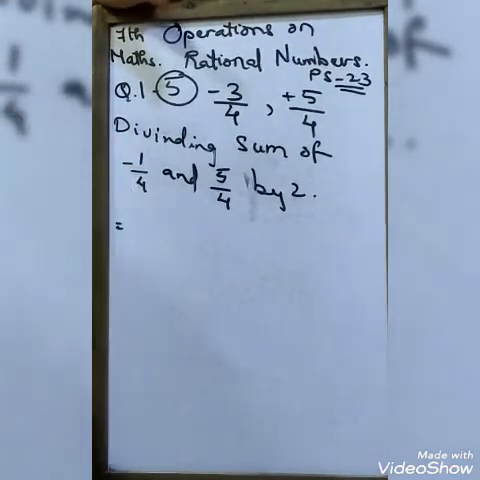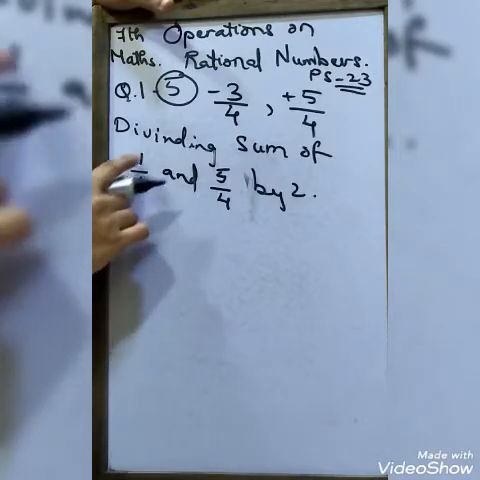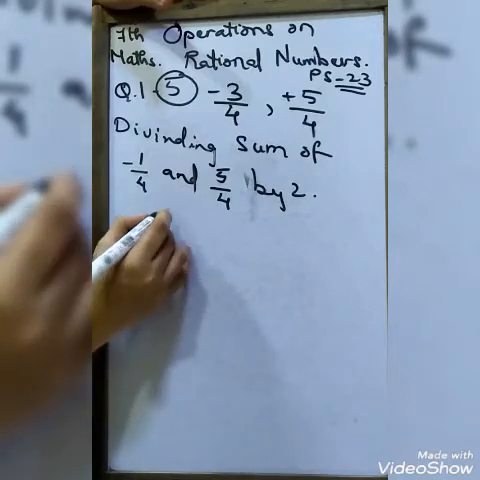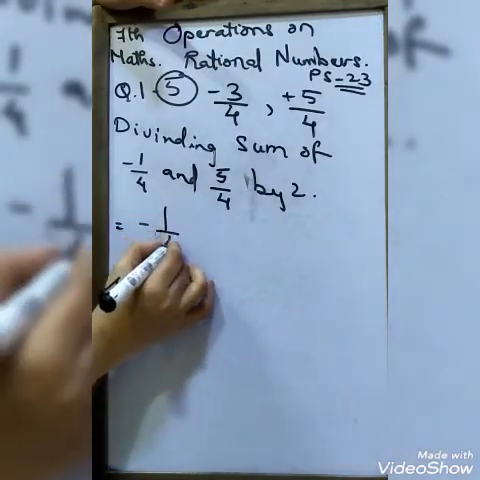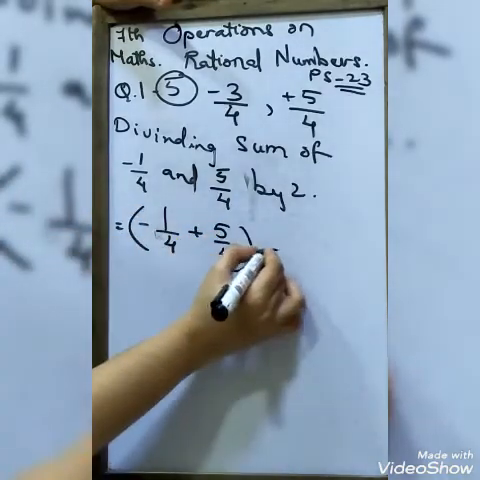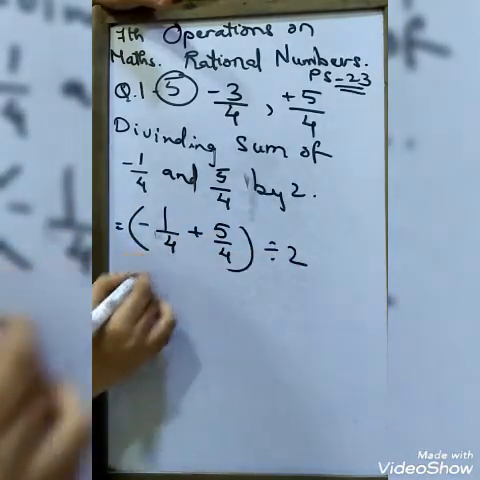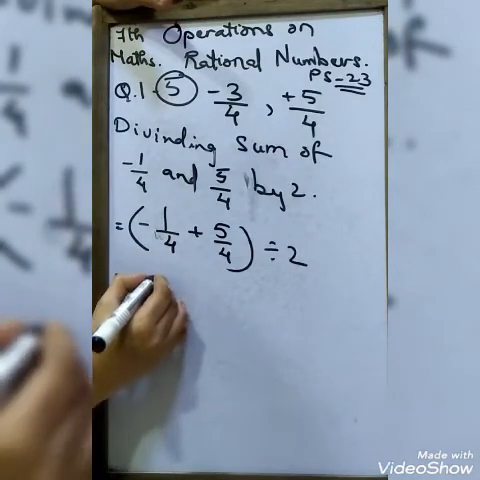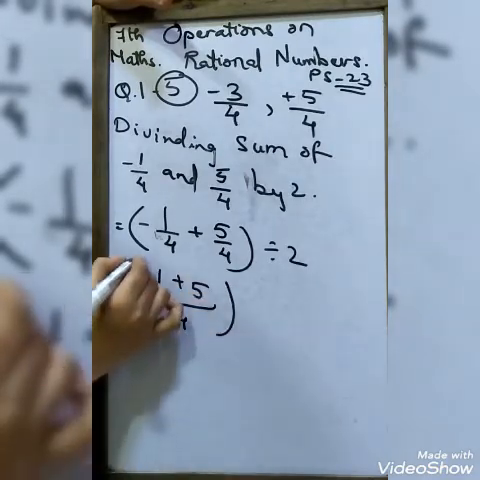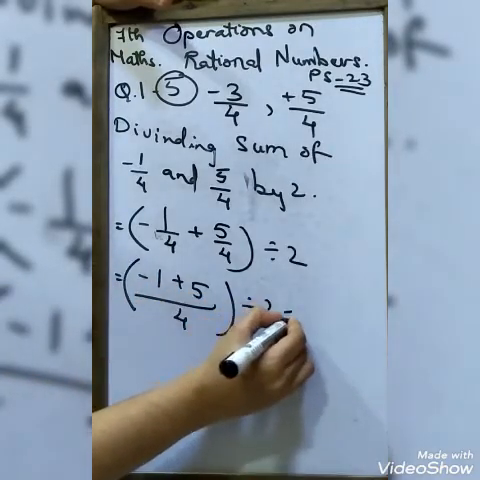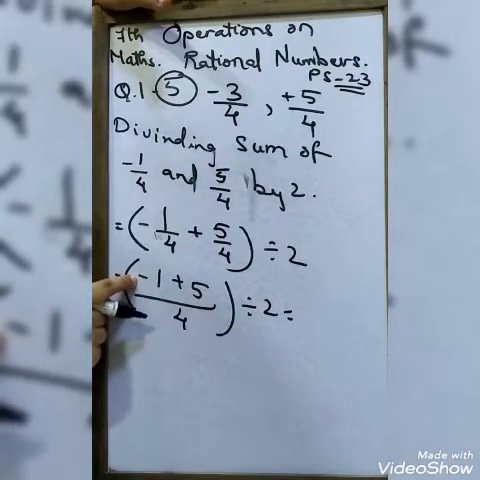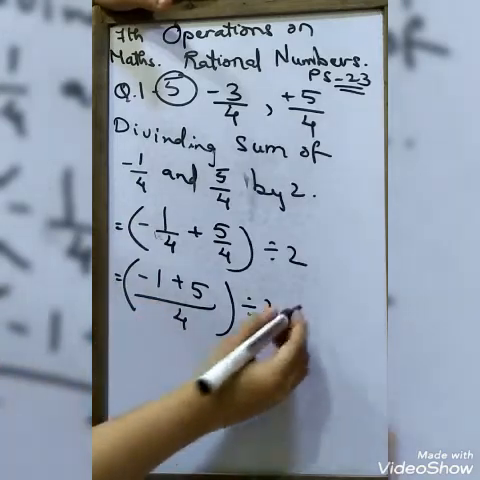Now to find out the third number, we take minus 1 upon 4 and 5 by 4. So here, minus 1 upon 4 plus 5 by 4 divided by 2. That will be equal to half of minus 1 plus 5 upon 4, divided by 2. Now 5 minus 1 directly comes, so it is 4 by 4.